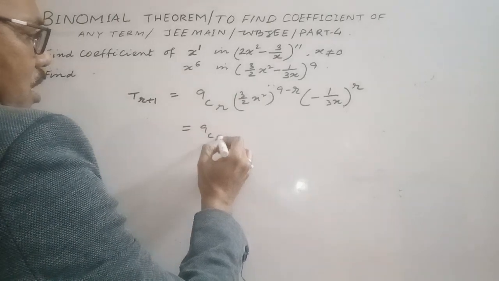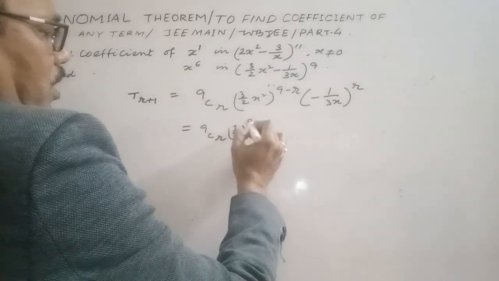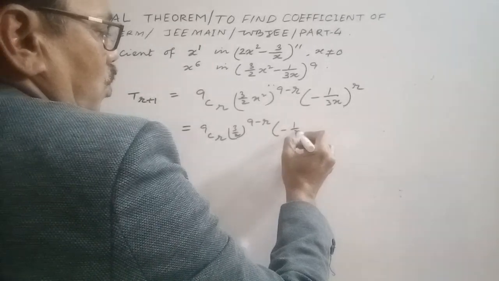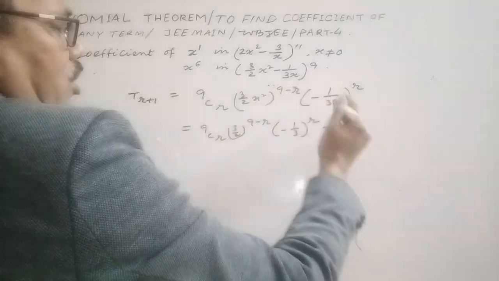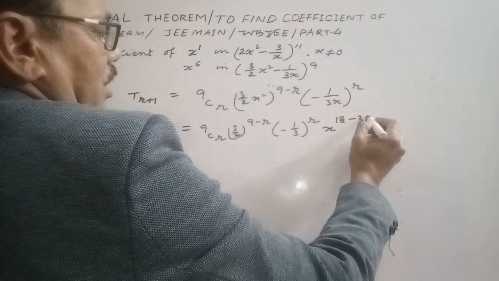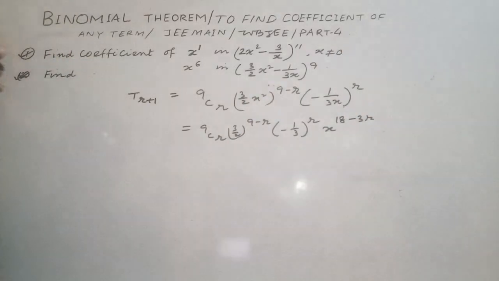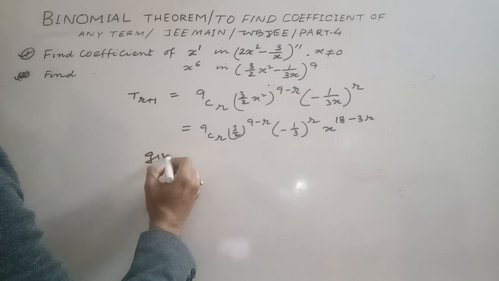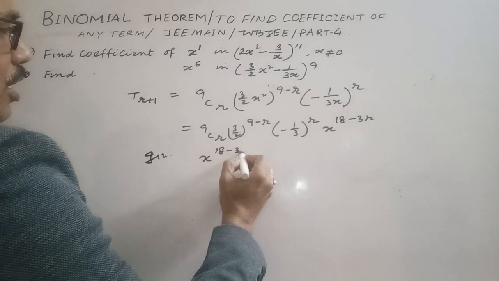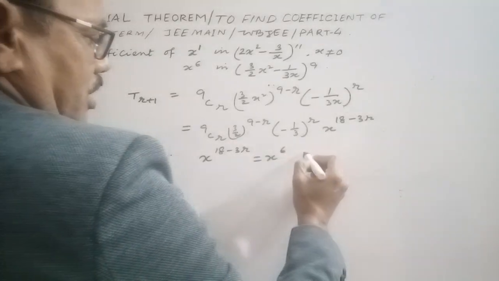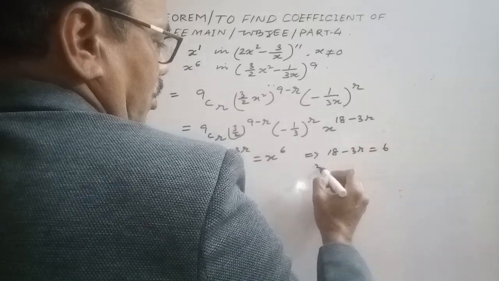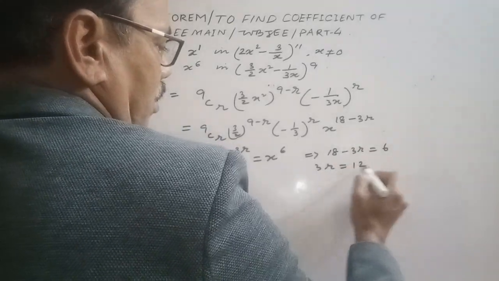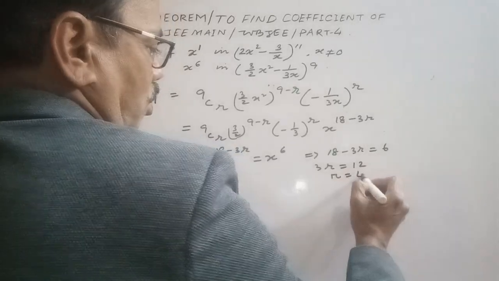So write the constant term at first. (3 by 2) to the power 9 minus r, (minus 1 by 3) whole to the power r. Now x to the power 18 minus 3r, because 18 minus 2r minus r. Now given x to the power 18 minus 3r equals x to the power 6. This implies 18 minus 3r equals 6. So 3r equals 12. So r equals 4.